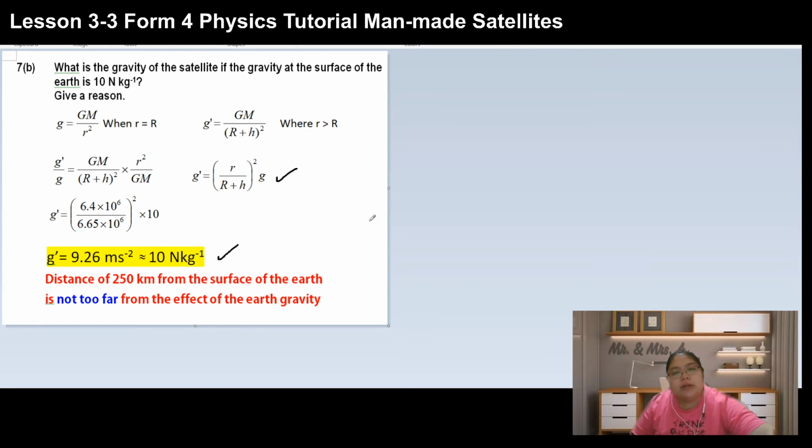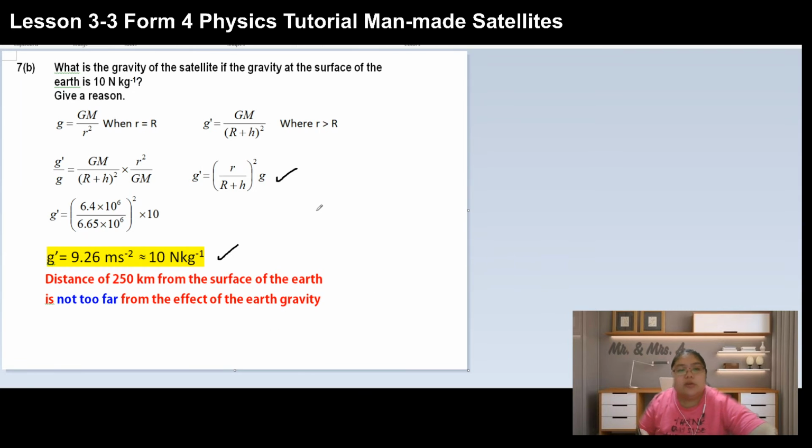So we assume 9.26 is almost the same as 10, because it is closer. If not, we take 9.81. So the explanation is: the distance of 250 km from the surface of the Earth is not too far to be affected from the Earth gravity. You give the reason why you get this answer. It is not too far, but still got a little bit of height. So the answer is 9.26, almost equal to 10. The distance of 250 km from the surface of the Earth is not too far from affecting the Earth gravity. So this one is the answer for B.